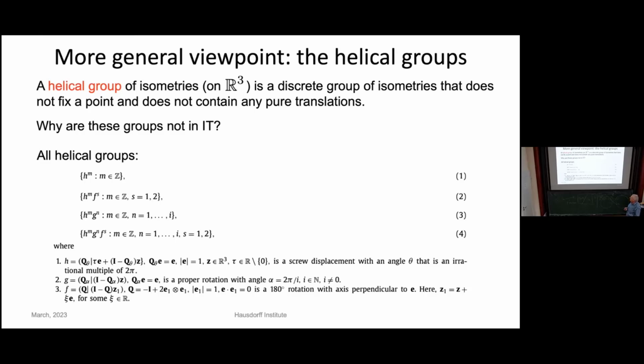These are all the helical groups. So the notation is here. This is similar to the things we're looking at. This is a screw transformation. In fact, it's exactly what we're looking at. So it's QE is E, and so forth. You see, it's exactly what we've been describing.